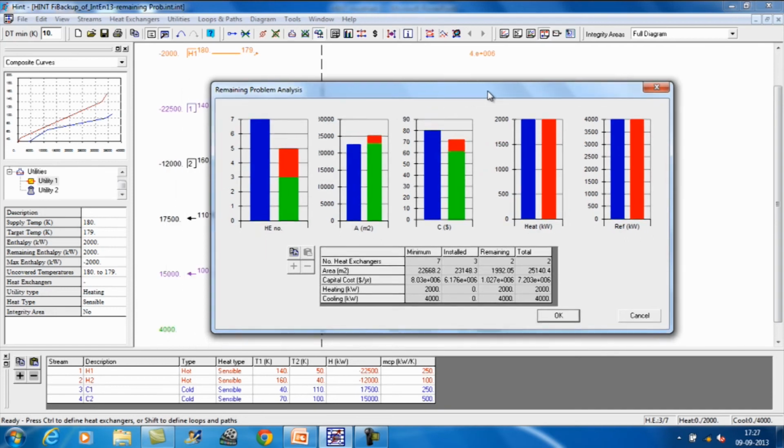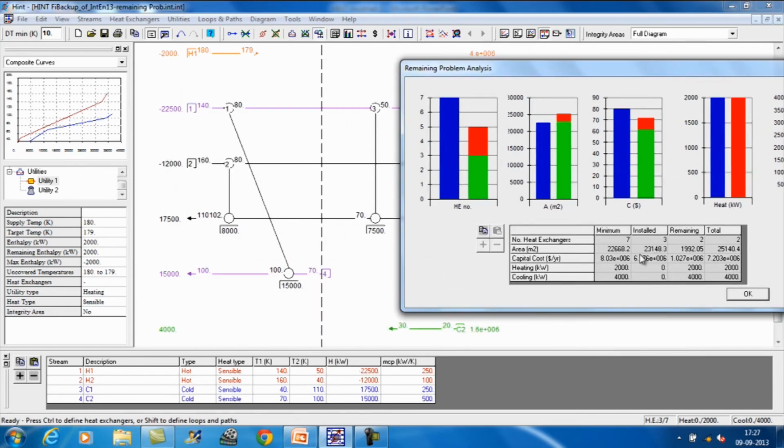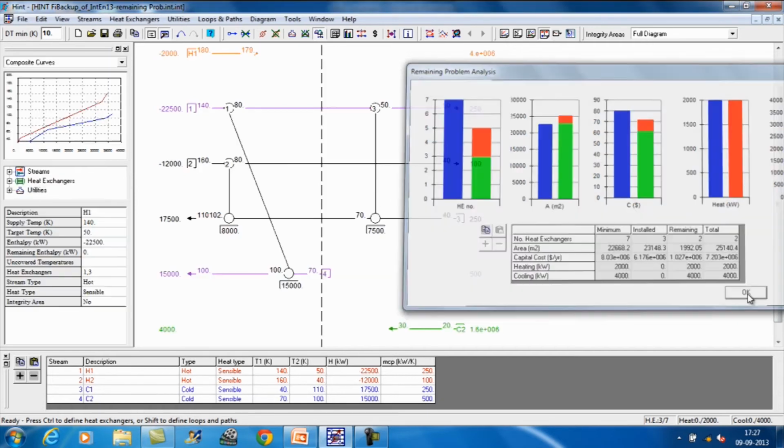So, altogether these 3 heat exchangers are contributing 23,148.3, and there are 2 remaining heat exchangers which are 1992.05. So, the area immediately jumps up to 25,140.4. Now, this is about 10.9% more than the targeted area, which is 22,668.2, but I have no option. So, I am putting up this match. This is costing me 10.9% more area. As I have no alternative, I am accepting this match.